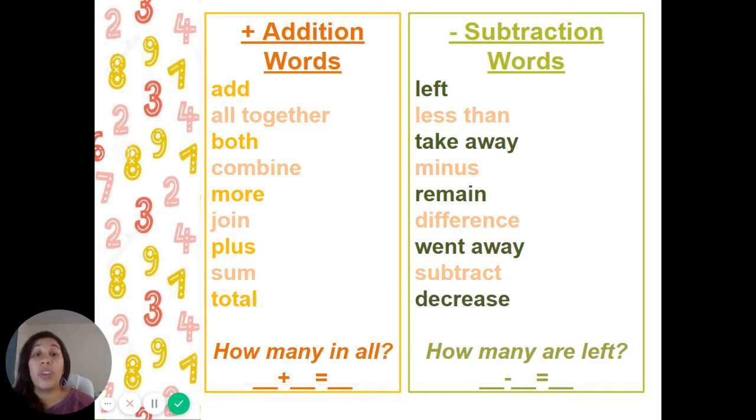On the other hand, there are subtraction words like left, less than, take away, minus, remain, difference, went away, subtract, or decrease. These are only some of the words. There are more, but these are the most common ones. When you read a word problem and you find any of these words, that might be a keyword that you need to pay attention to, because these words are telling you, hey, this is a subtraction problem. How do you make sure? When you look at the question, it usually tells you something like this. How many are left? Okay?